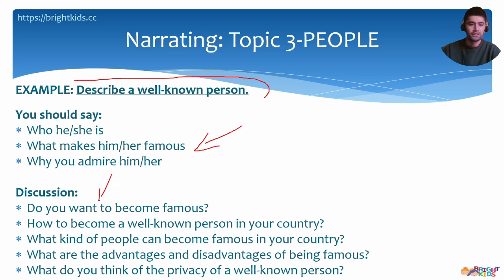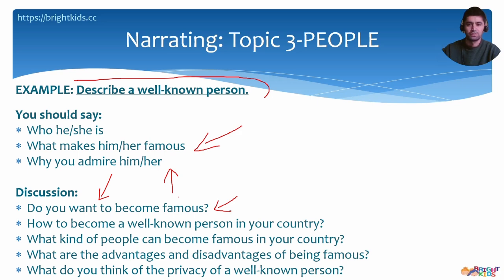Here below we have speaking part 3 questions. As you know, the questions for speaking part 3 are usually similar to the topic in part 2 of the exam. So you can also use the same phrases while you're answering these questions as well.